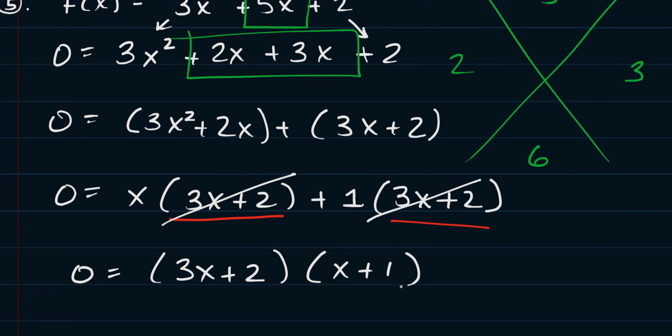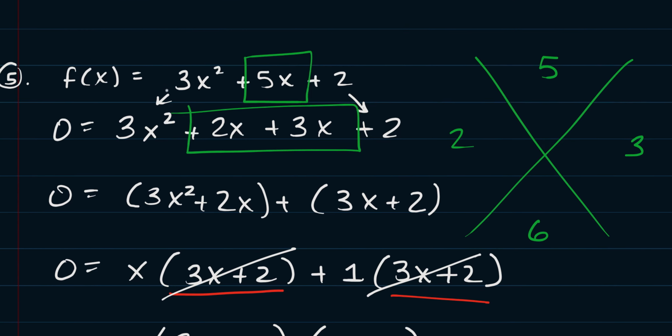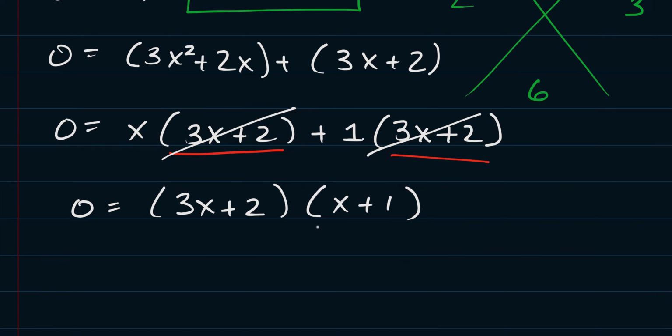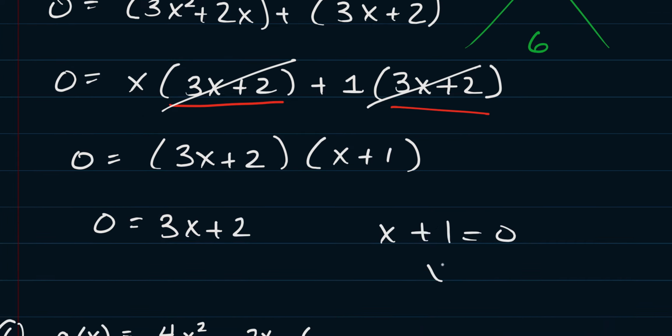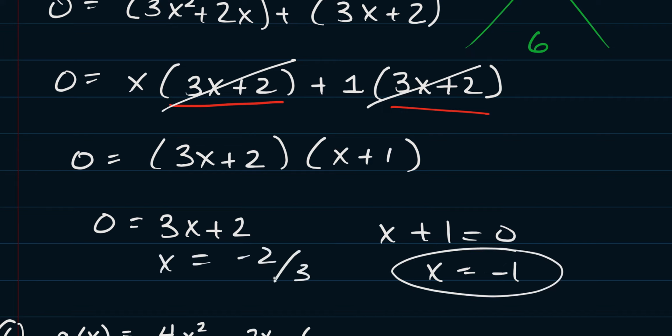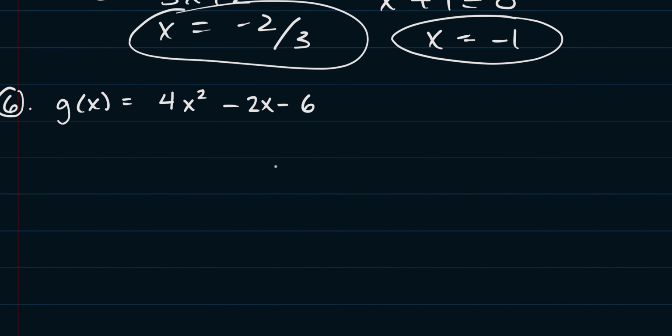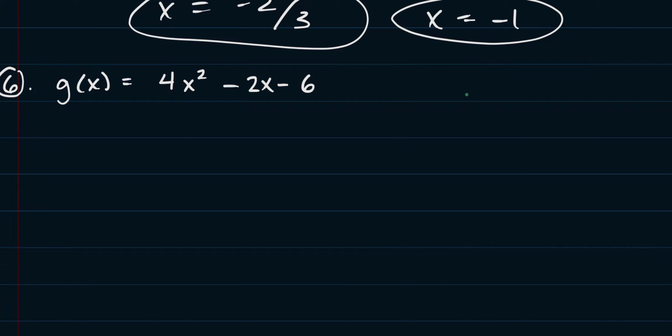Okay, and again, you can FOIL this out and you'll see that you'll get 3x squared plus 5x plus 2. Now that we have this factored, we set both pieces equal to 0 and solve for x. I have one more of these just so that we get enough practice with this.